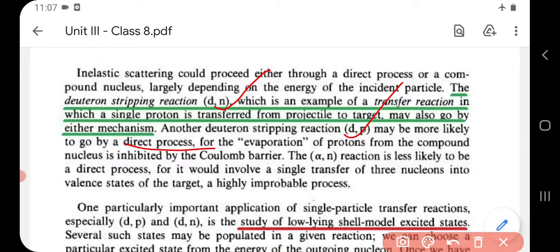They occur through a direct process just like evaporation. Then another one is the alpha particle and neutron reaction. That is also a direct process.